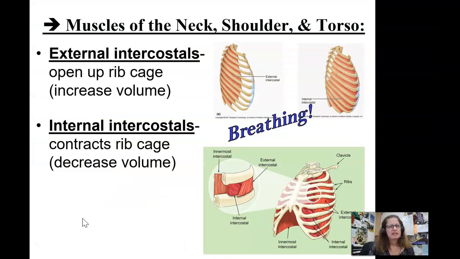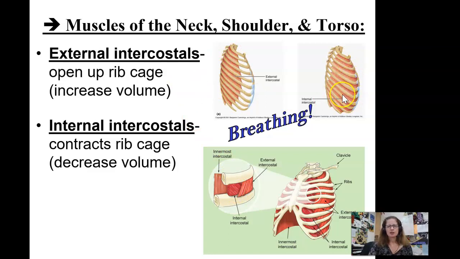So your external and internal intercostal muscles are all about breathing. We'll be coming back to these in a future unit when we talk about the respiratory system. The external just means they are the most on the outside. So you can see here are your ribs. External are on the outside, internal are right underneath that. Not only is there a difference in terms of layers, there's also a difference in terms of location. The external intercostals are more towards the back, whereas the internal intercostals are more towards the front.